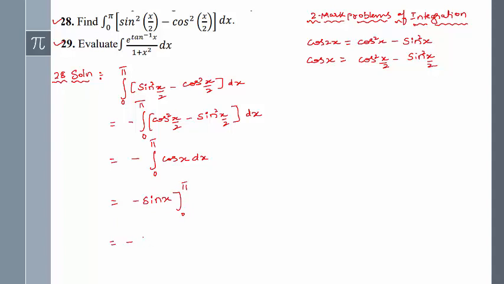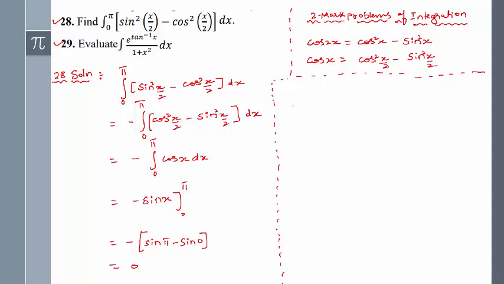Therefore minus of sin pi minus sin 0 will be 0, because we all know that sin pi is 0 and sin 0 is 0. Therefore our answer will be 0. These are some important formulas that you have to remember to solve problem number 28. Now I will go for problem number 29.